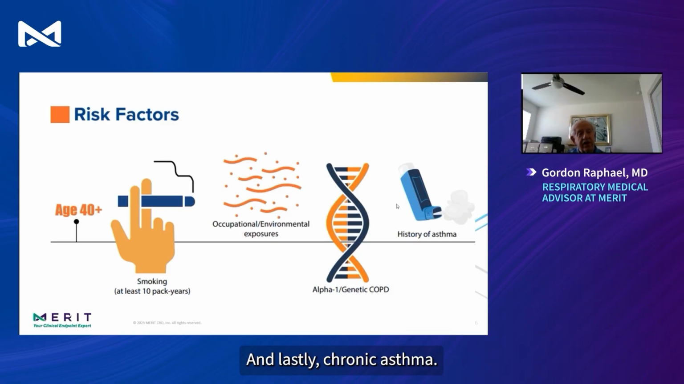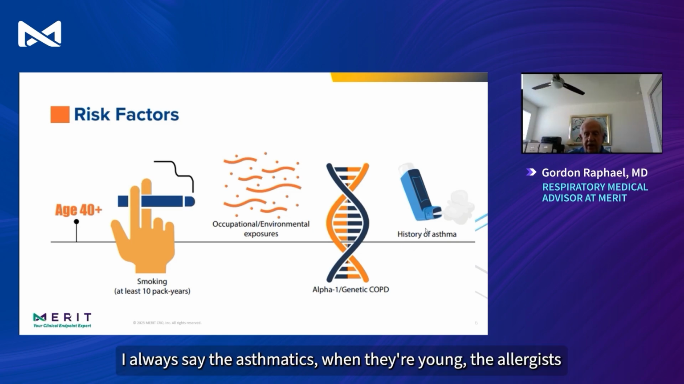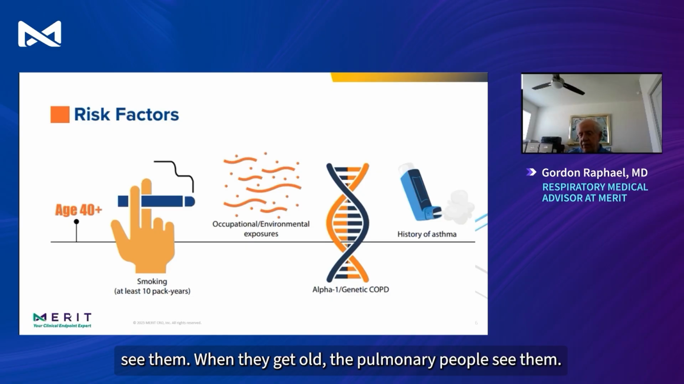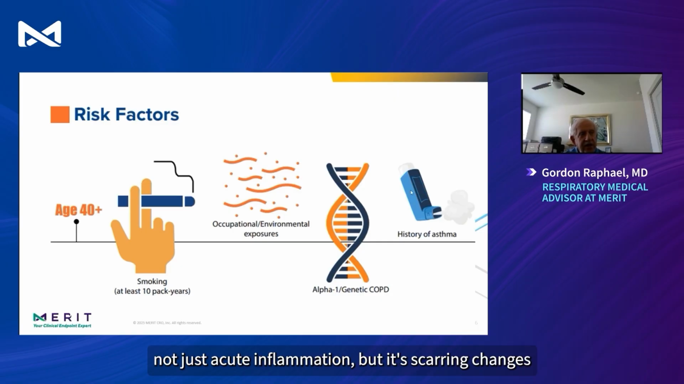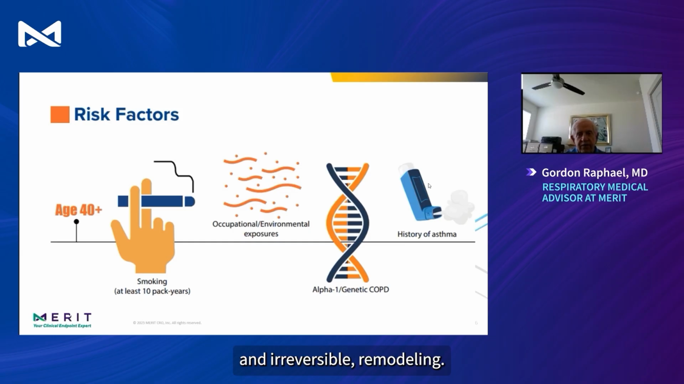And lastly, chronic asthma. I always say the asthmatics, when they're young, the allergists see them. When they get old, the pulmonary people see them. I think the reason is that as you go on, you have more and more not just acute inflammation, but scarring changes and irreversible remodeling. And it becomes the chronic disease. That's the last major risk factor.